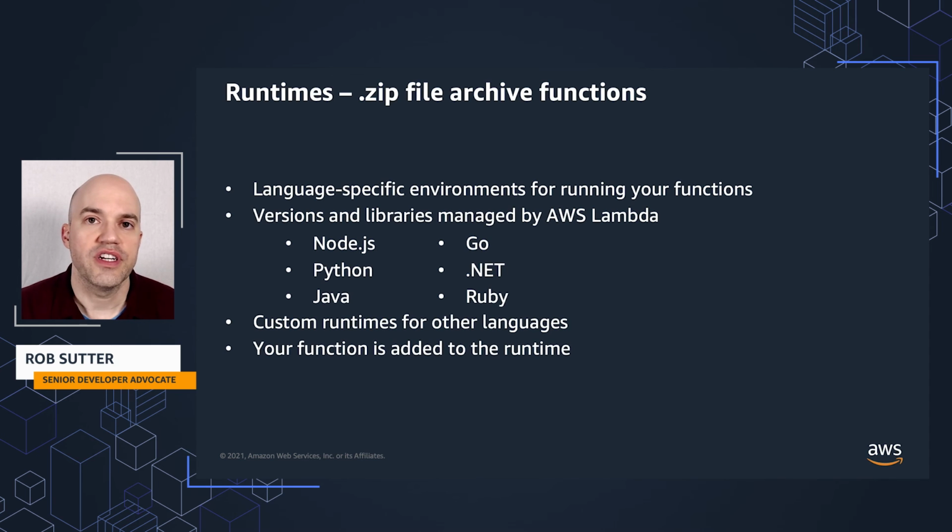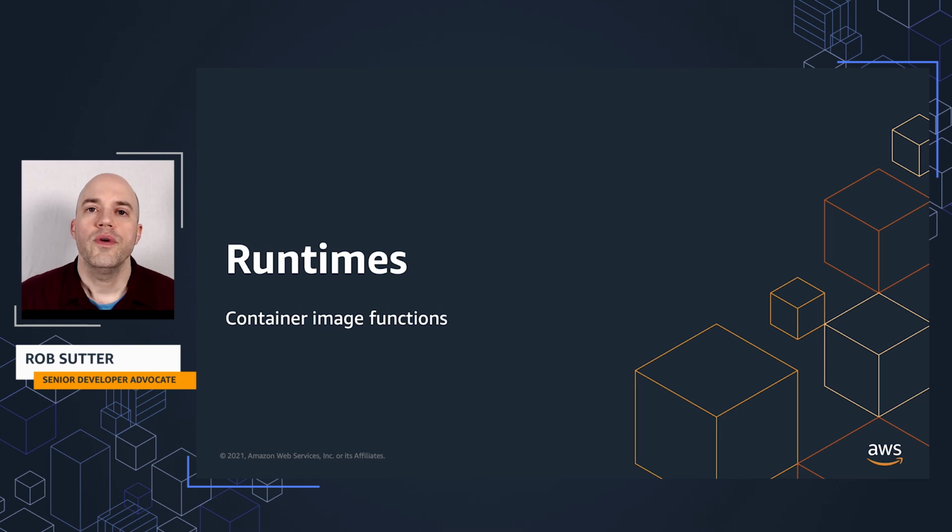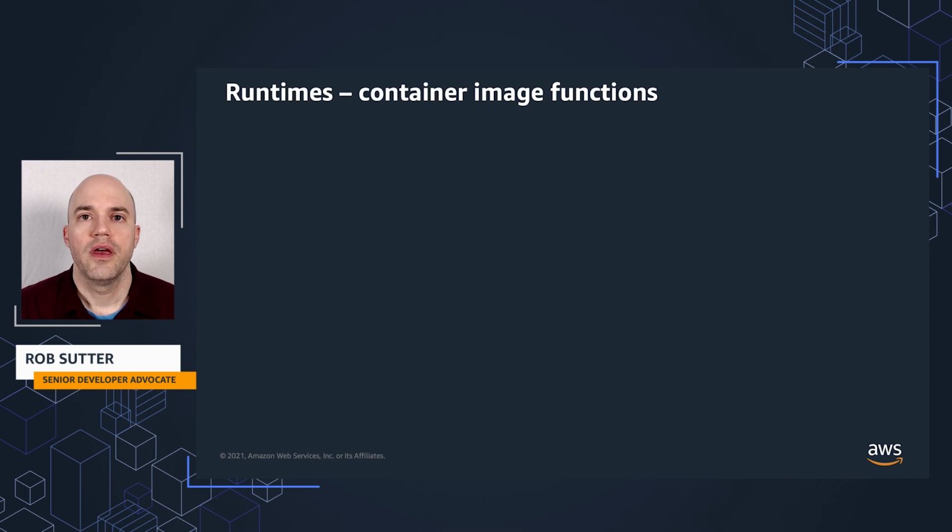When you package your function as a zip file, your function is added to the runtime, which is on top of the Amazon Linux operating system. For more information on Lambda runtimes, please see this URL available on the slide at s12d.com/lambda-runtimes. When you package your functions as container images, you must provide the runtime yourself.